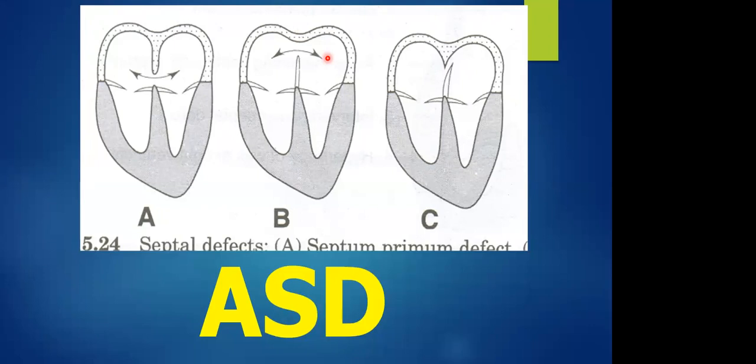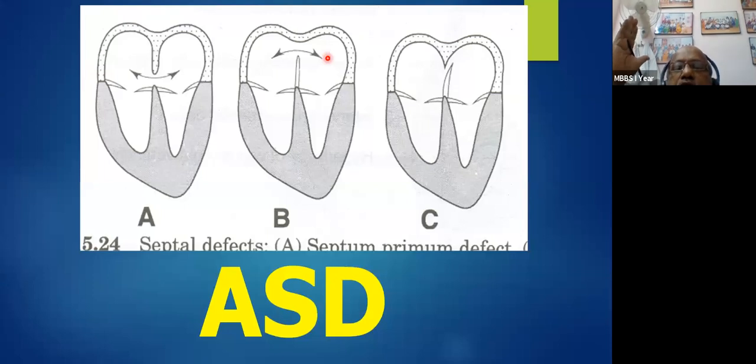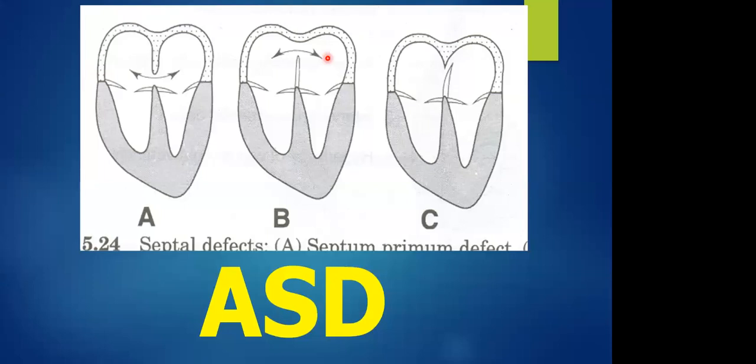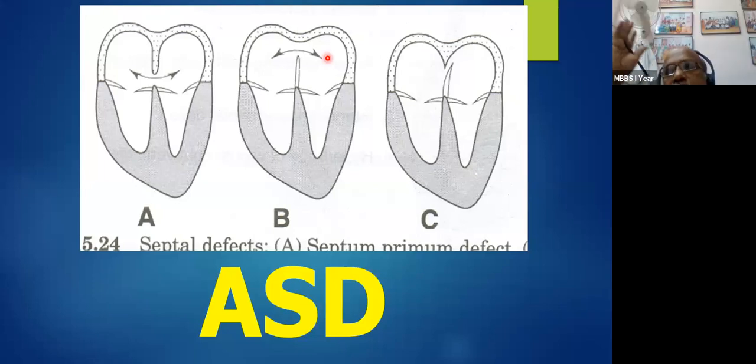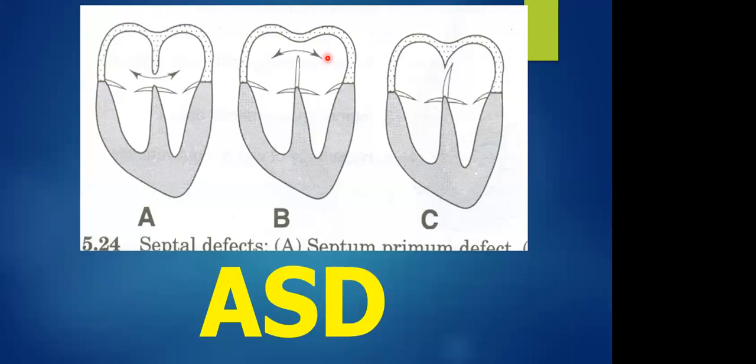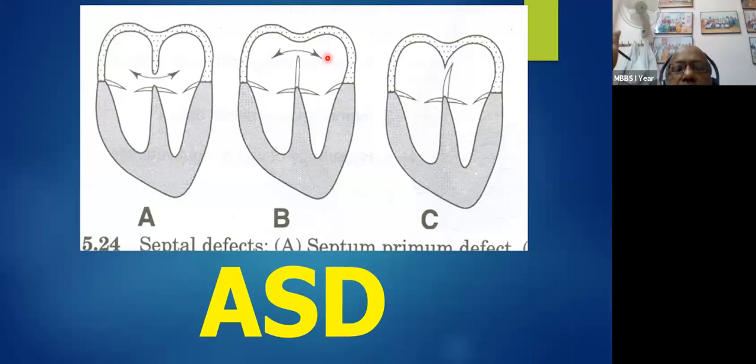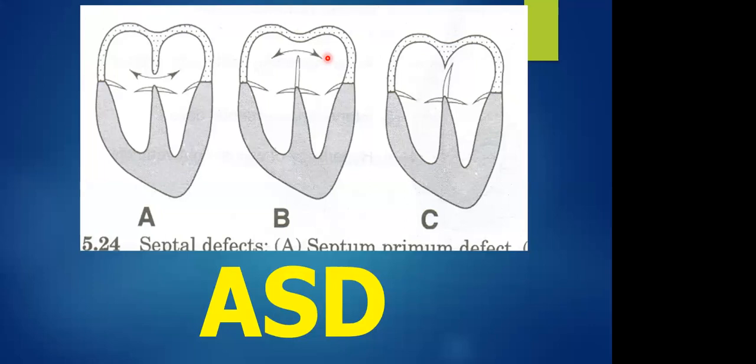Yes, sir. A is ostium primum type. Why? The septum primum may fail to reach the septum intermedium. So the first one is ostium primum type. Okay. B is septum secundum defect, sir.